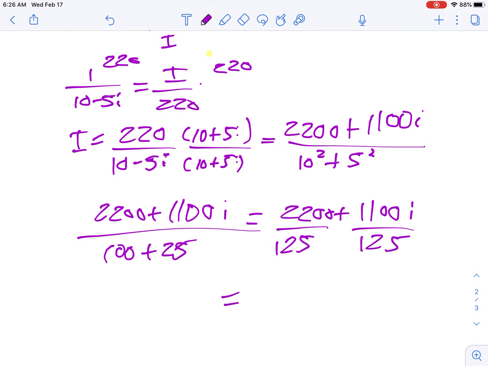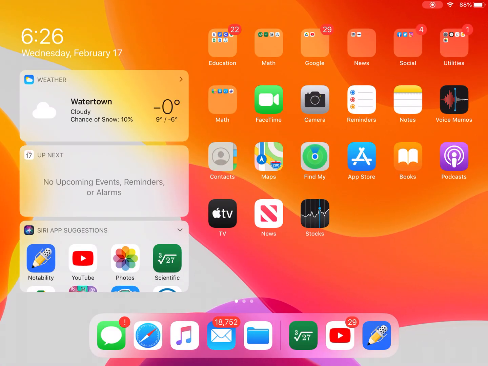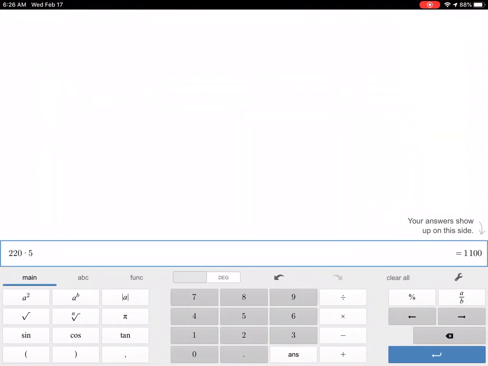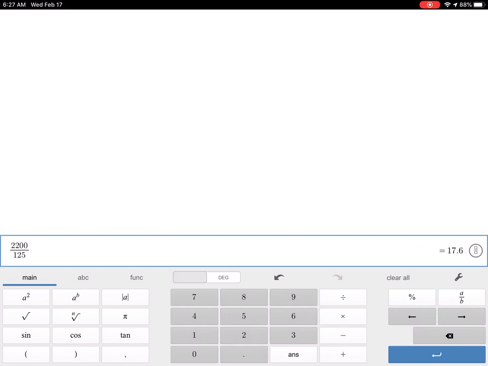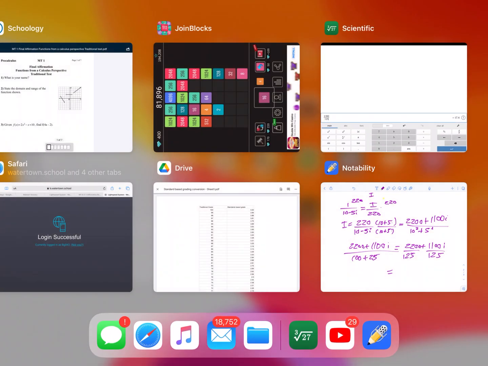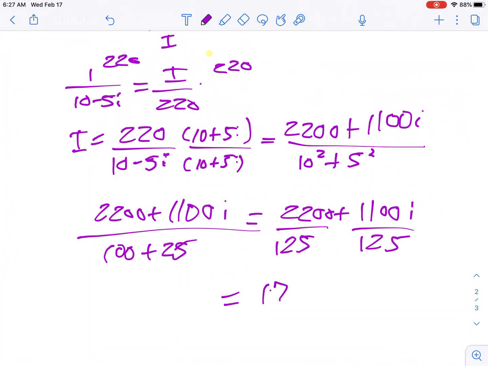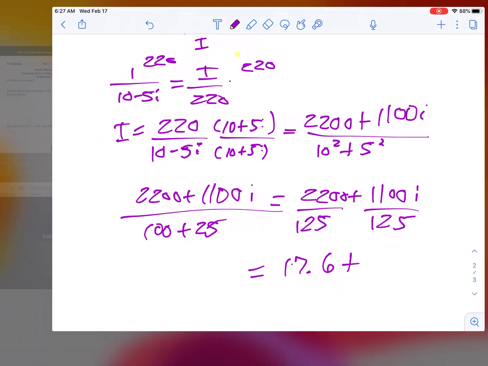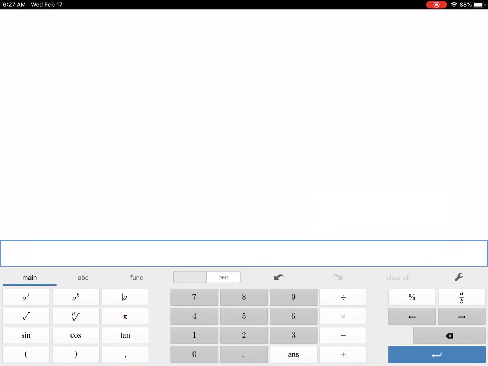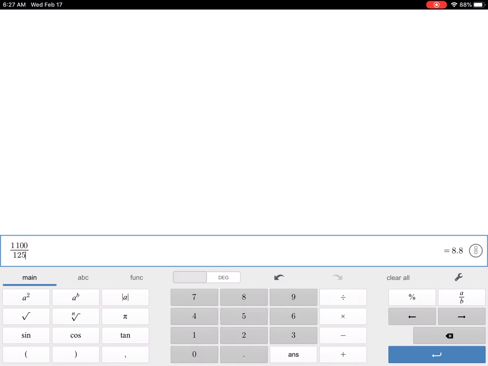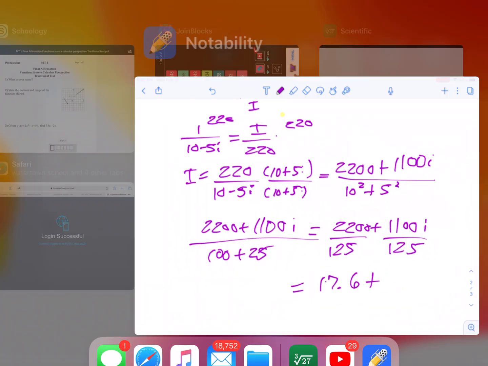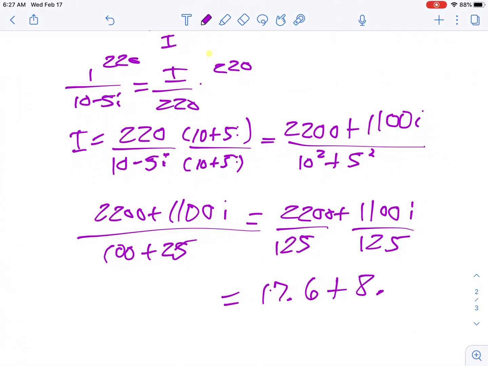Well, does 125 go into 2200? You get 17.6. It doesn't go in there exactly, but we're going to go with 17.6. Plus, now let's take 1100 divided by 125. You get 8.8. And there's your answer.